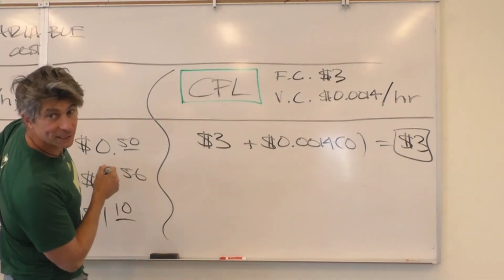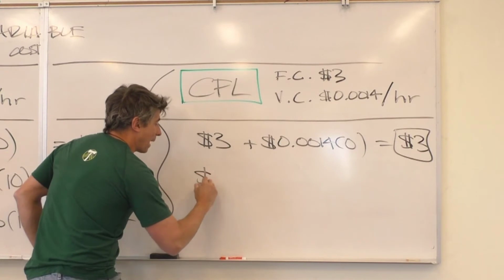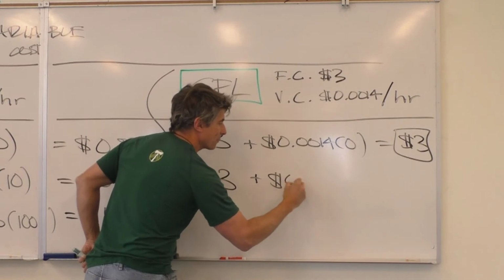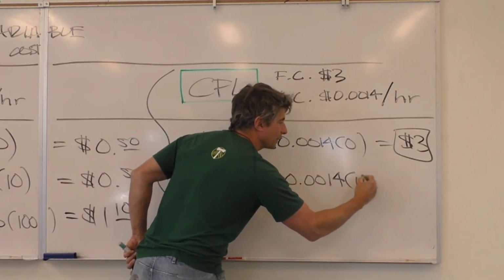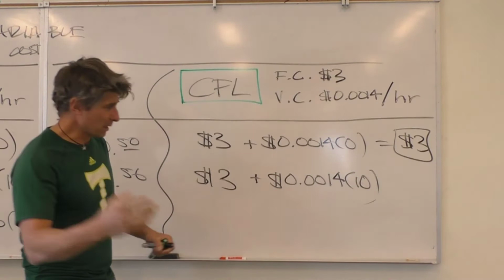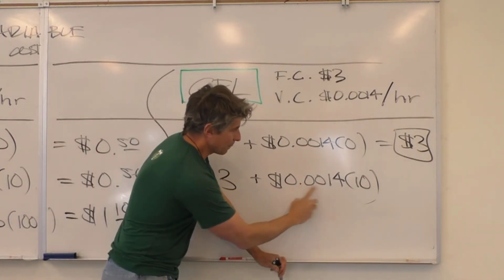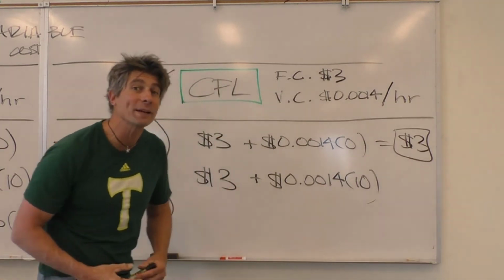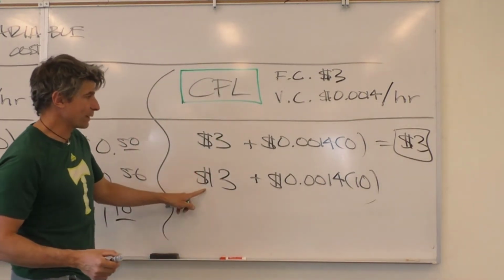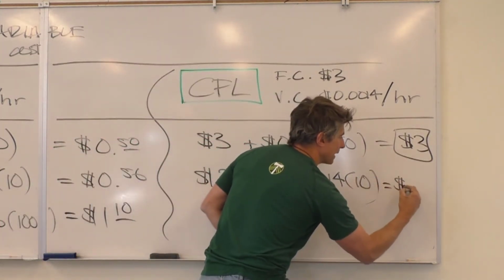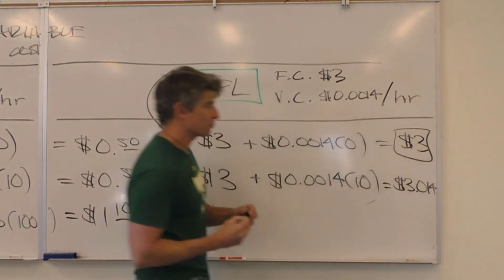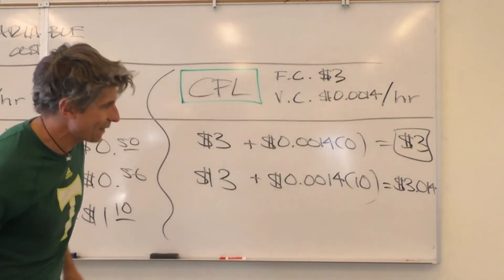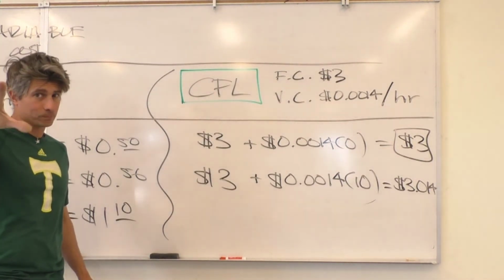Let's do it for 10 hours. You still have to buy the bulb. But now we're going to take that 0.0014 and multiply it by 10. And again, using the whole idea of decimals, multiplying by 10 is going to move that over by 1. It's going to become 0.014 or 1.4 cents. So if I add 3 to 1.4 cents, it's going to be 3.014. So just a little bit more than $3.01. Cool so far? Okay, maybe.